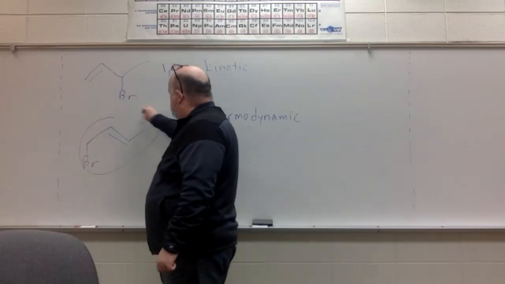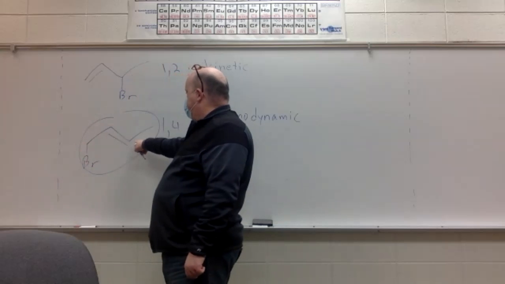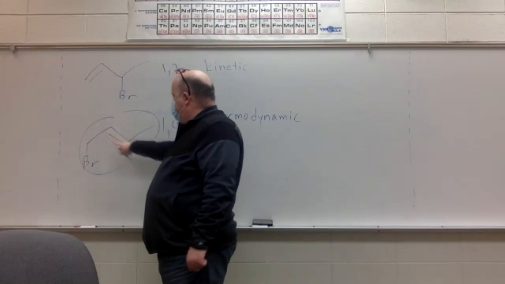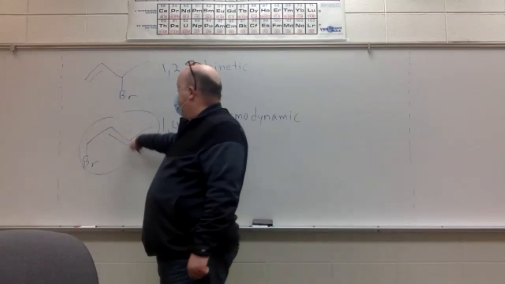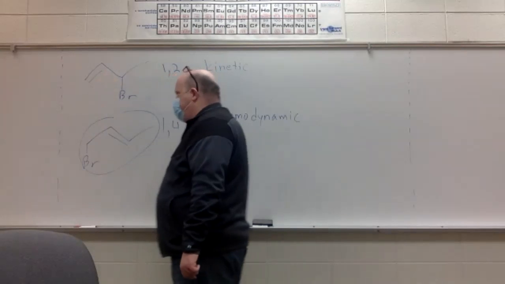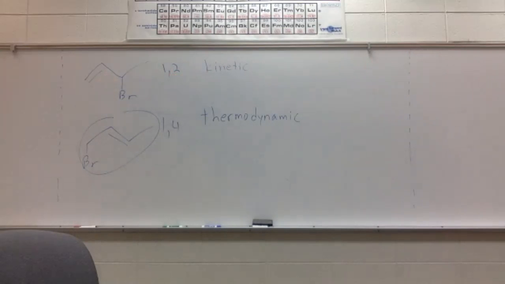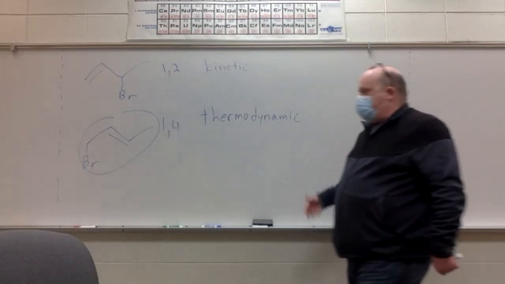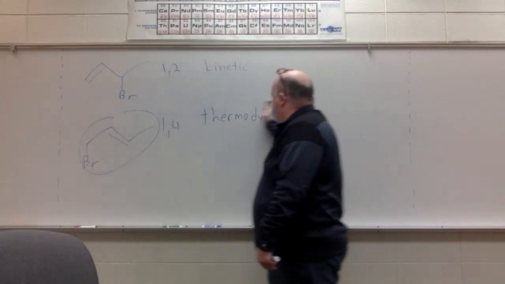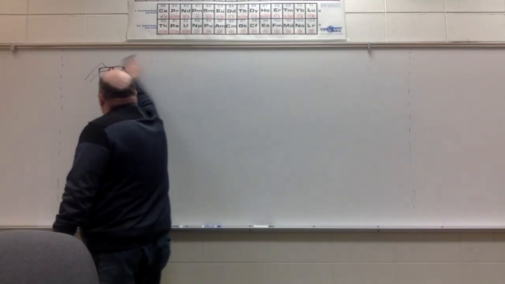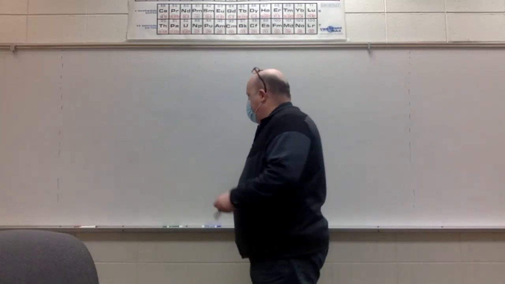This guy is a more substituted alkene. This is a di-substituted alkene, right? One substitution here, one substitution here, 1 + 1 is 2. This is only a mono. So yeah, the 1,4 products tend to give you more substituted alkenes. So that's why they call it thermodynamic. So you can actually tweak the ratios of these by tweaking the reaction temperature.